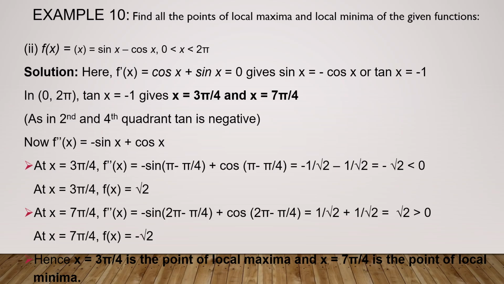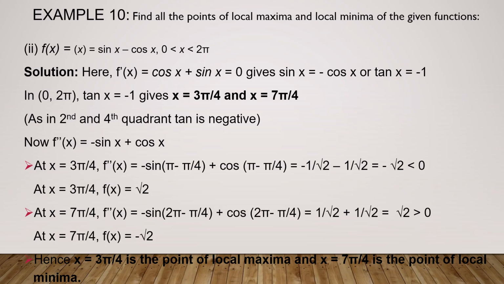So at x is equal to 3 pi by 4, at the same moment we are also putting this value of x in our original function f(x) and finding the value of the function. So when you put x is equal to 3 pi by 4 in the original function f(x) is equal to sin x minus cos x, what do you get? Sin 3 pi by 4 minus cos 3 pi by 4, which is root 2. Now at 7 pi by 4, again you can write it as 2 pi minus pi by 4. So 2 pi minus pi by 4 means fourth quadrant.